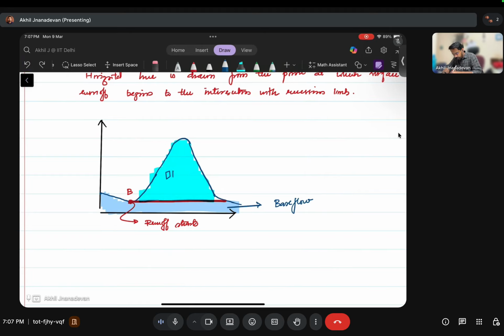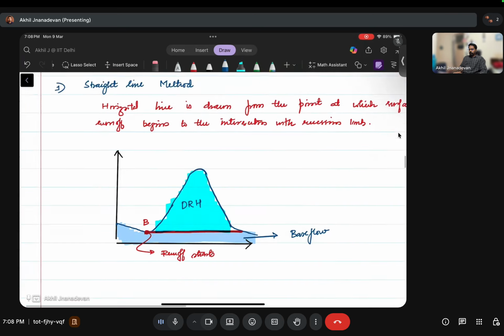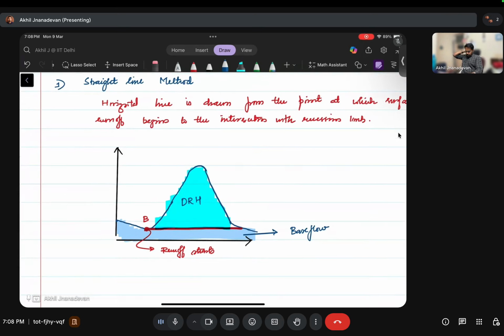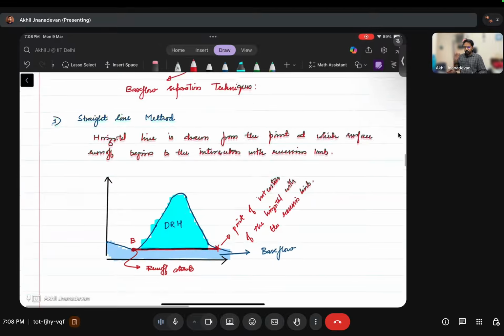DRH is nothing but direct runoff hydrograph. This is one way of finding it: the horizontal line intersects the recession limb at this particular point. So this is the point of intersection of the horizontal with the recession limb. Okay, that is the straight line method.